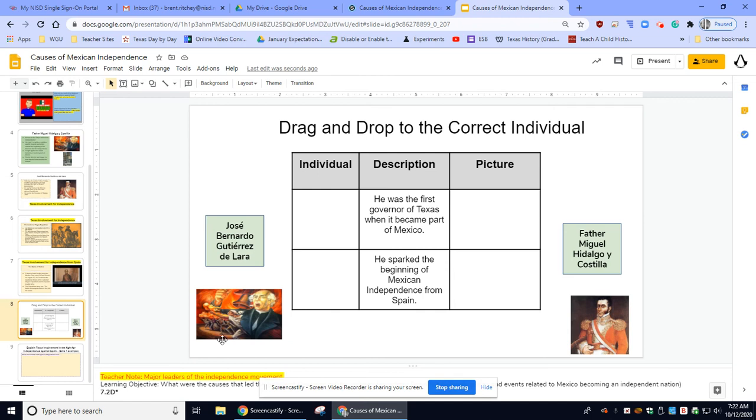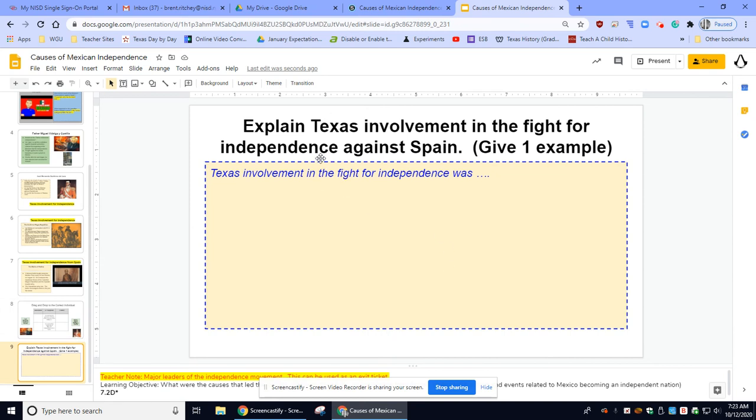On this slide, you're going to drag and drop the correct individual. Take the picture next to who that person was and what they did. The description is here for you. It's already in place. Tell me, who was it? Who was the first governor of Texas when it became part of Mexico, and who sparked the beginning of Mexican independence from Spain? Then put their picture right here on this side. Lastly, explain Texas's involvement in the fight for independence against Spain. Based on the videos that you've seen, based on the events, what is one example of how Texas people were involved? How is Texas soil involved in the fight for independence against Spain?